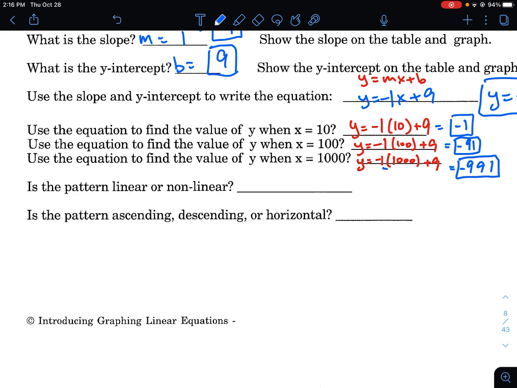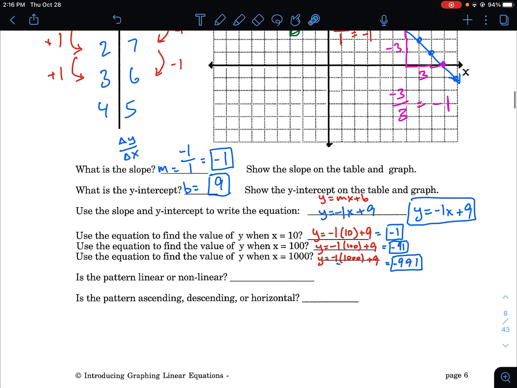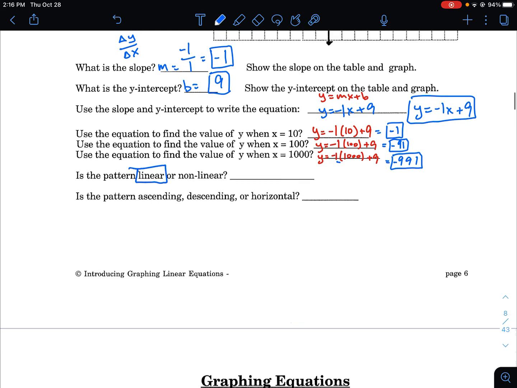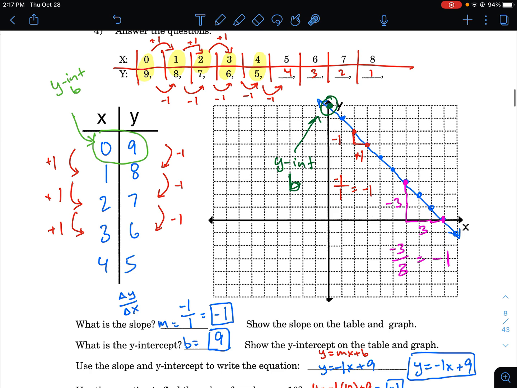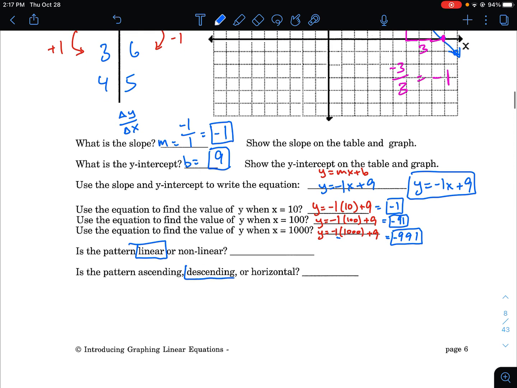Is the pattern linear or nonlinear? Well, let's look at it. Is it a straight line? Yes, it is. Therefore, it is linear. Is it ascending, descending, or horizontal? If we read it from left to right, so start here, reading left to right, it seems to be going down, so that means it is descending. Remember, descending means going down, ascending means going up, and horizontal means it's a flat line straight across.